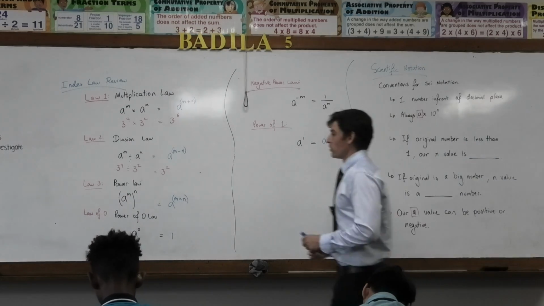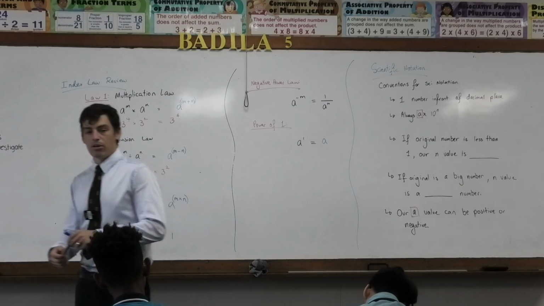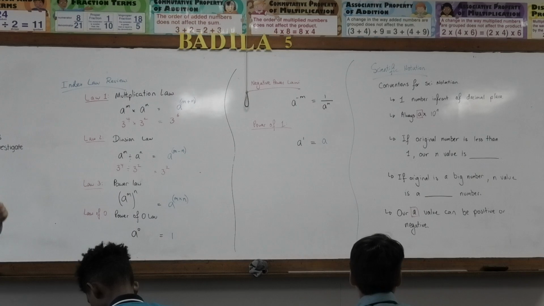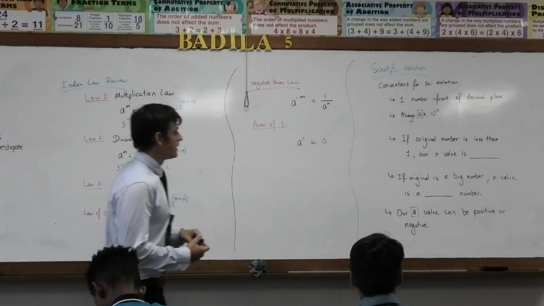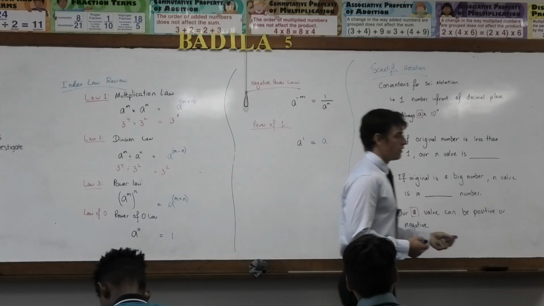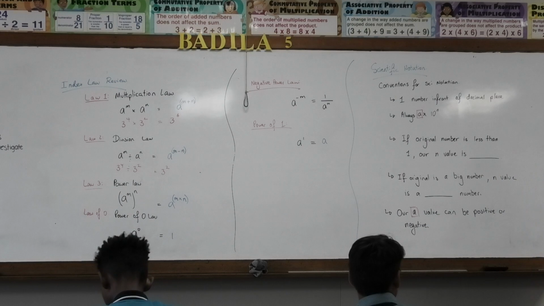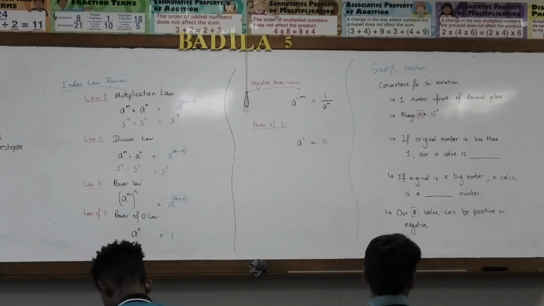The conventions for scientific notation. How many numbers in front of the decimal place? 1. It always is represented as A times 10 to the power of n.